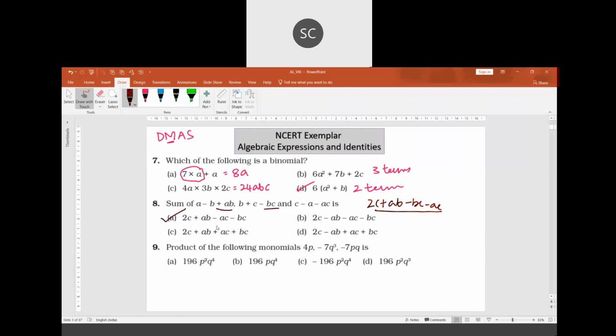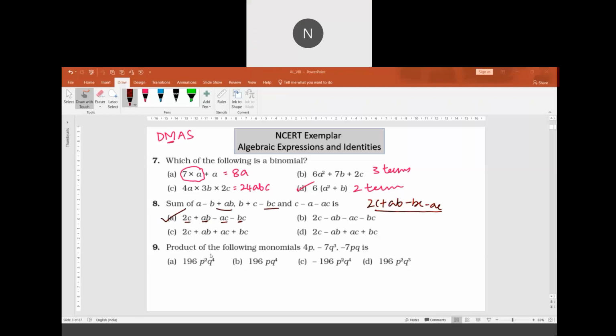2C plus AB minus AC minus BC. Correct. AC is negative, BC is negative, AB is positive, 2C is positive. Understood? Any doubt? No, sir. If this type of question is there, you will be able to do it completely without solving.